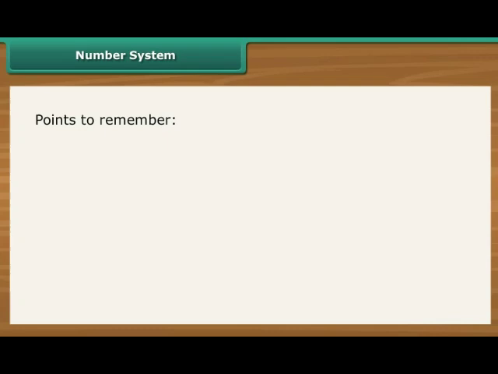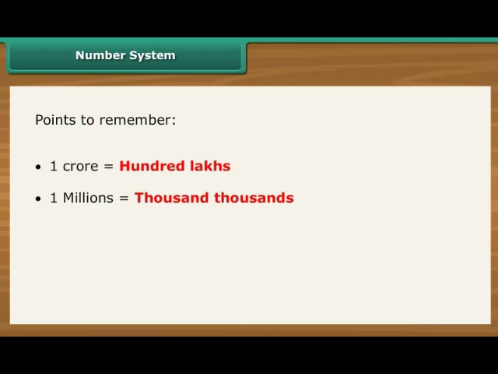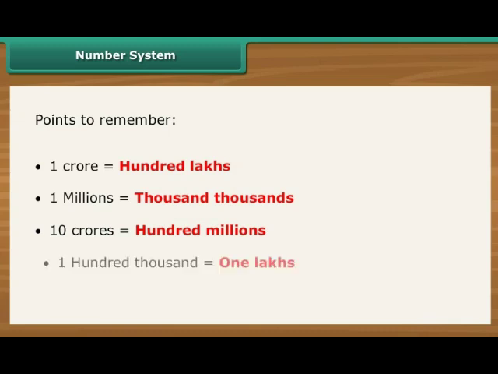Let us look at some pointers. 1 crore is equal to 100 lakhs. 1 million is equal to 1,000 thousands. 10 crores is equal to 100 millions. 100,000 is equal to 1 lakh.